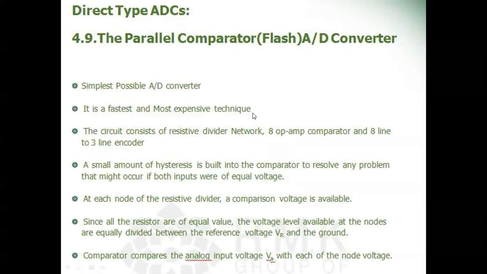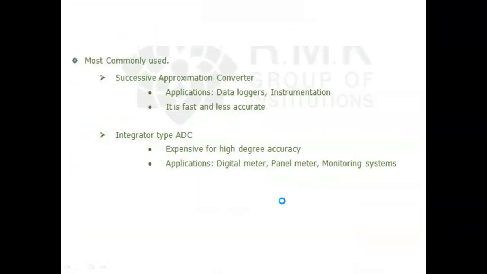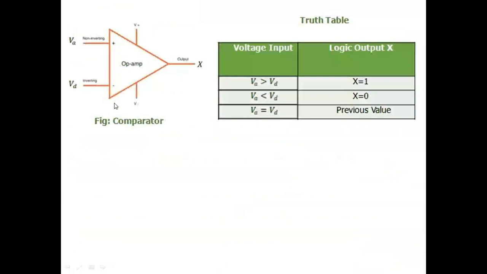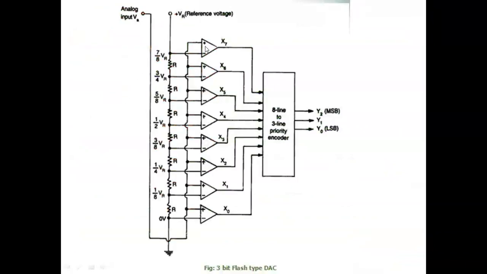Coming to the highlights of this flash type ADC, the circuit consists of a resistive divider network, 8 op-amp comparators and one priority encoder of 8 to 3. At each node of the resistive divider, we compare the voltage with the input. In this circuit diagram, at each comparator one input is the analog input, VA. The other input is V reference, plus VR.